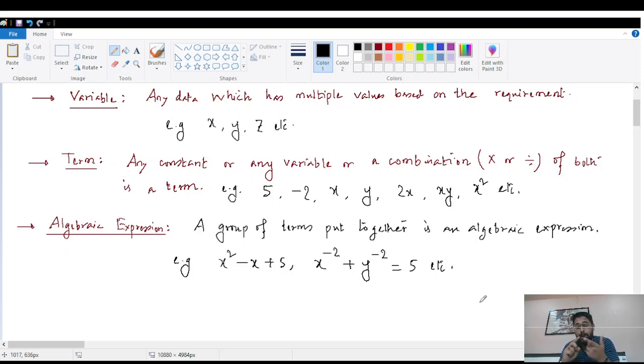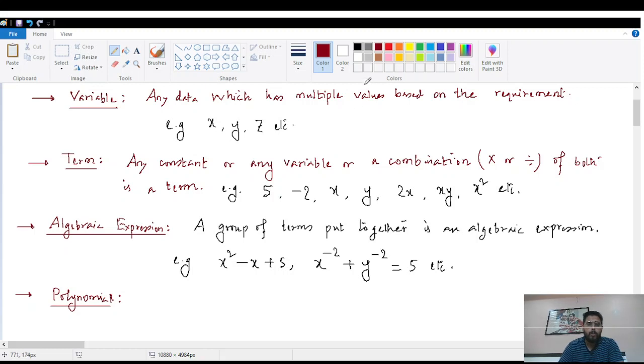So far we have learned about constant, variable, term, algebraic expression. Now where is polynomial? Polynomial is actually a part of the algebraic expression. Algebraic expression is the broader term. Polynomial is like a little part of that. Polynomial has some restrictions, so not every algebraic expression is a polynomial, but every single polynomial is an algebraic expression. So what are the restrictions of the polynomial? Let us understand.